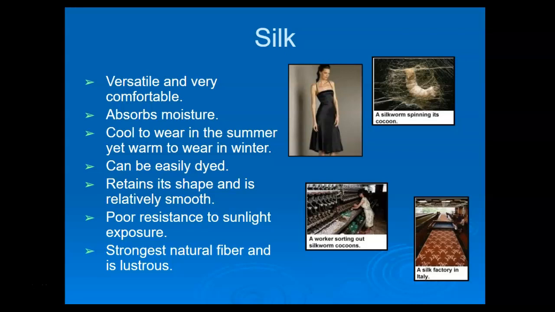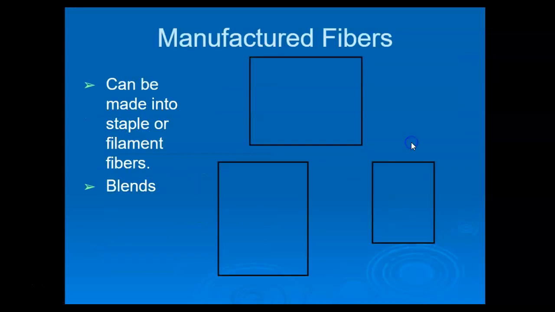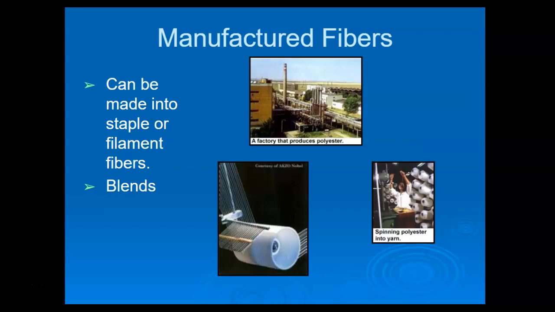Your long, continuous fibers, which a lot of them are man-made or manufactured fibers, silk is a filament fiber because it is one long, continuous piece. All right, manufactured fibers can be made into staple or filament fibers. It really just depends on the blend.